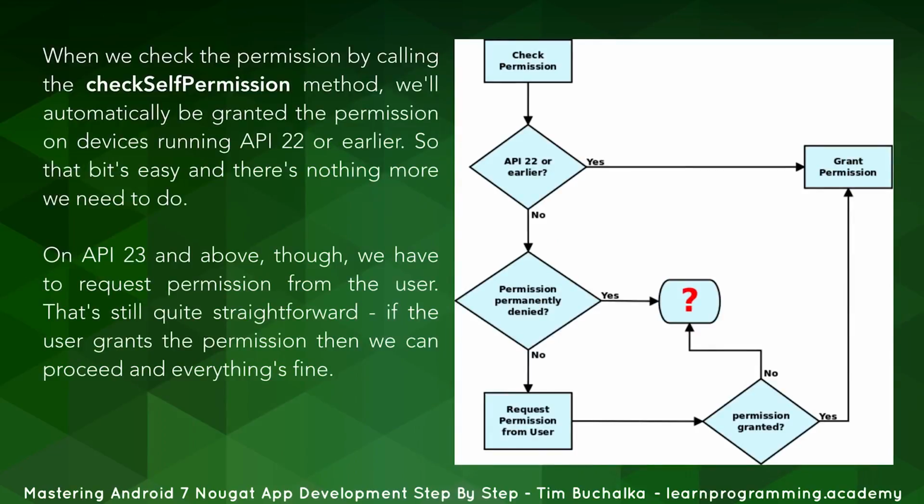So when we check the permission by calling the check self permission method, we'll automatically be granted the permission on devices running API 22 or earlier. So that bit's easy and there's nothing more we need to do in that case. But on API 23 and above though, we have to request permission from the user. Now that's still quite straightforward. If the user grants the permission, then we can proceed and everything's fine.